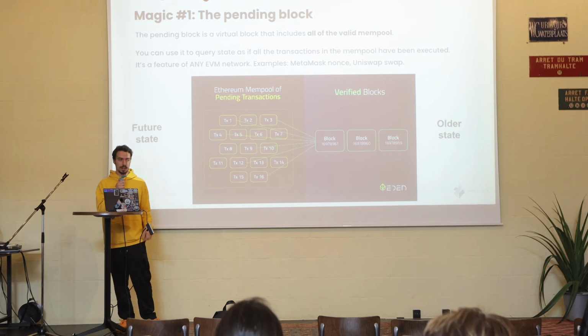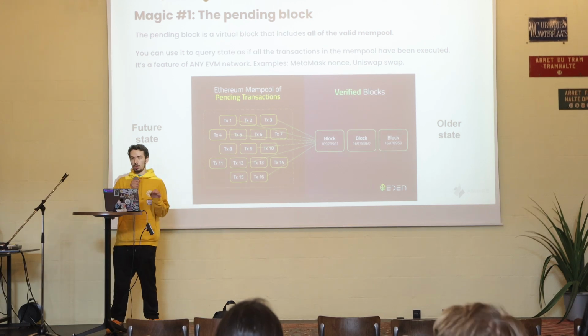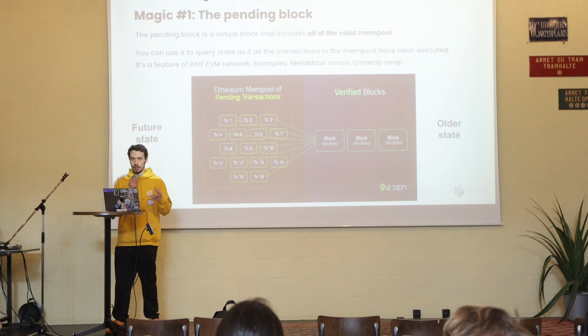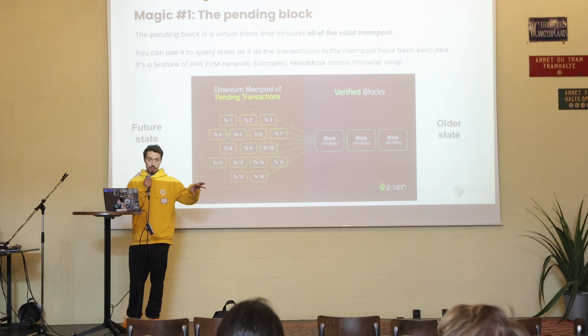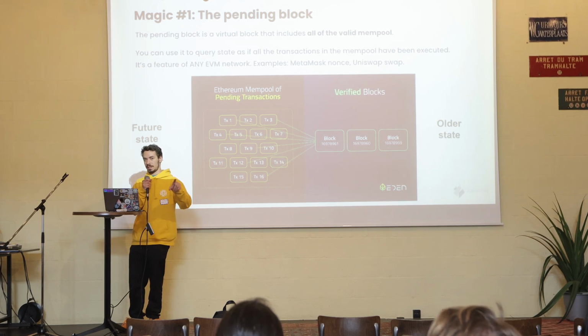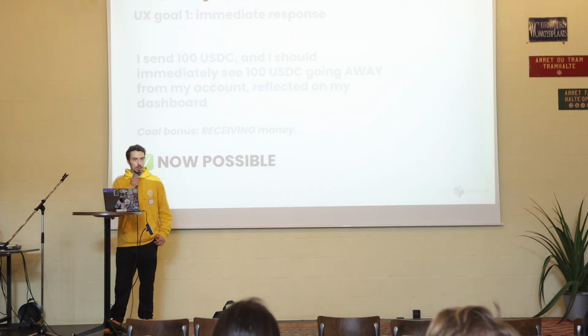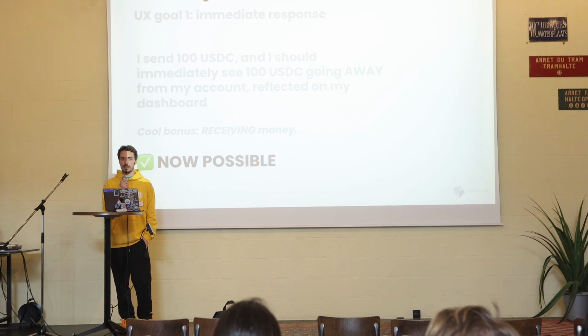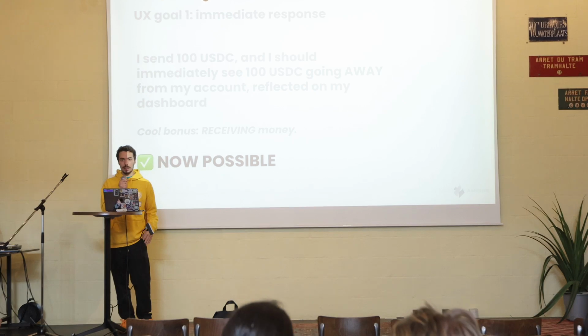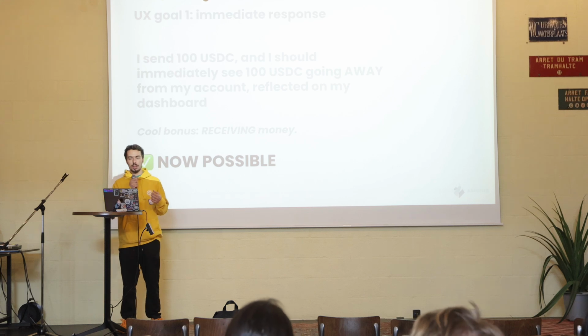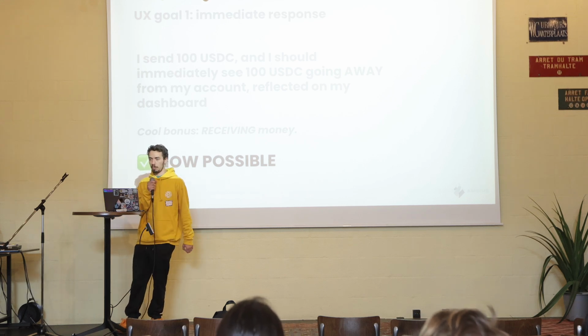Another easy example is Uniswap. When you see the quote on Uniswap, that's calculated against the pending block, not against the latest, as far as I know. So you're getting the most accurate price. As an example, if you're trading a shitcoin and someone is dumping a lot of it, but this dump isn't confirmed by the network yet, you're still going to see the price after the dump. So, thanks to the pending block, we have the immediate response now possible, and then an additional bonus that we have is that we also see all of the money that we are about to receive from pending transactions.